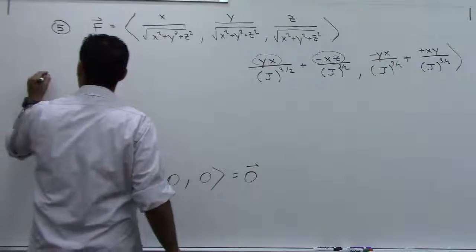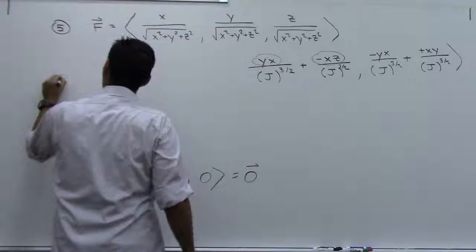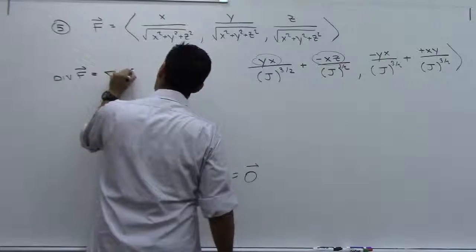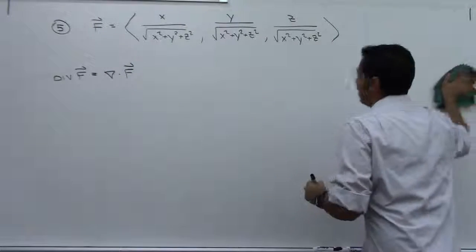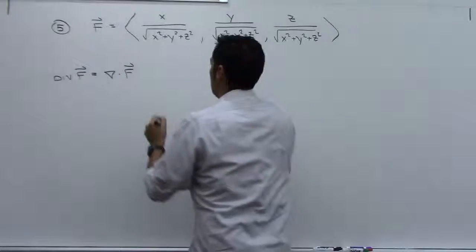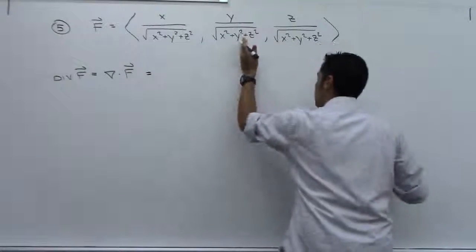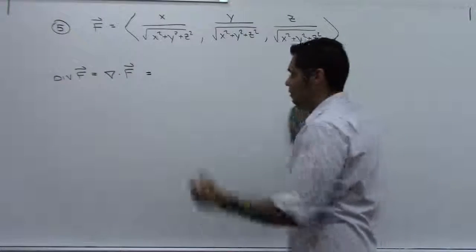Now let's get my div. Div is always a nicer computation. Div f is del dot f. So I'm going to go through this one a little faster than I did the last one. It's the partial with respect to x of this, partial with respect to y of this, partial with respect to z of this. So I'll add it together.